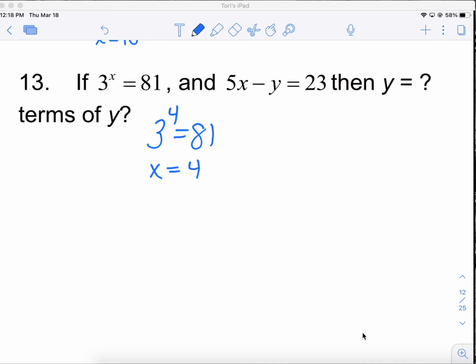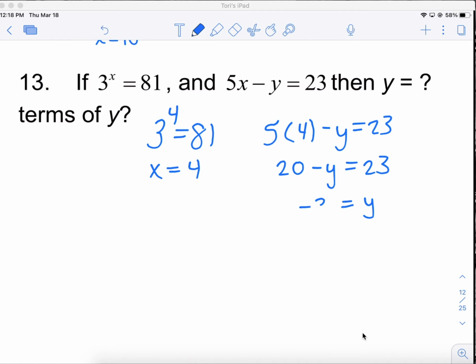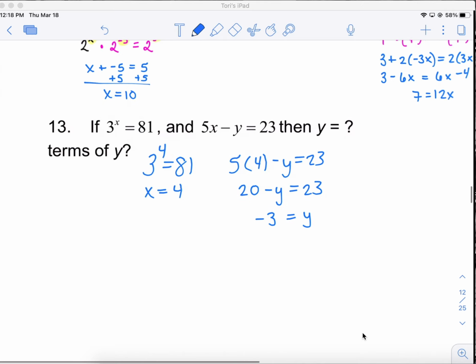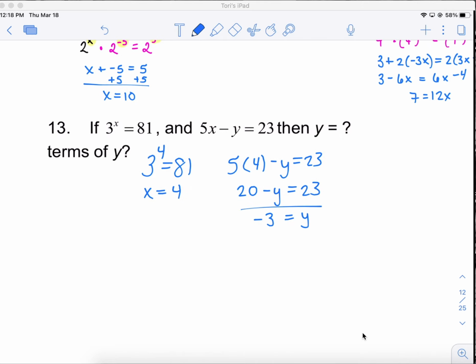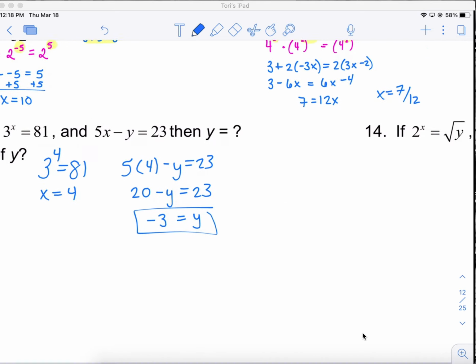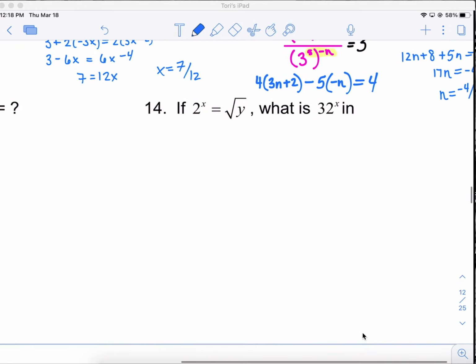And 5x minus y, so 5 times 4, minus y equals 23. So let's solve that. 5 times 4 is 20. Minus y equals 23. I'm going to move my y to the other side to make it positive. Subtract 23 gives me negative 3. So now I have x and y. It says then y equals, and you have your answer. Okay. All right, that was not super complicated. Just wanted to kind of show you how you can use that chain of reaction.